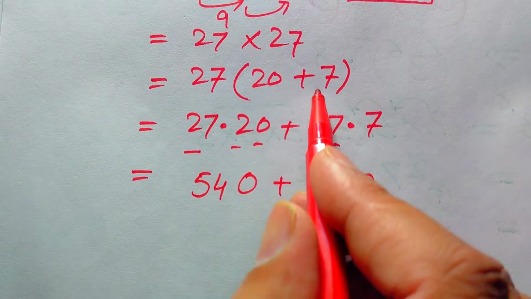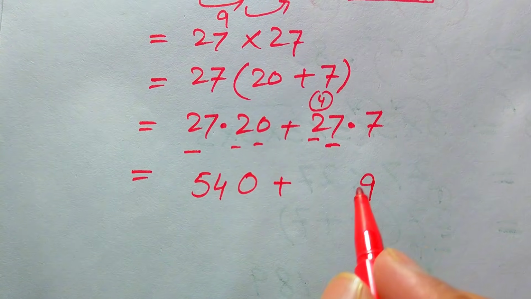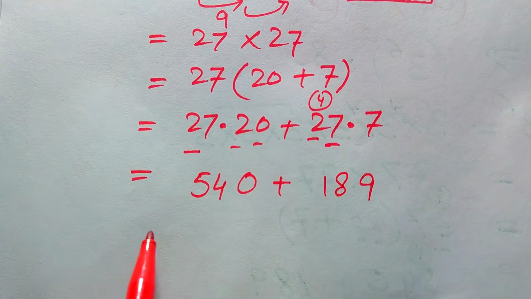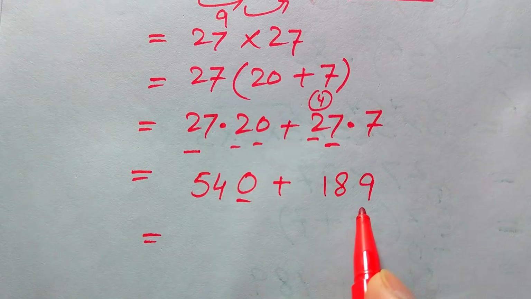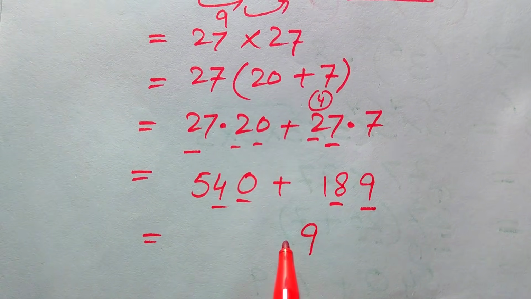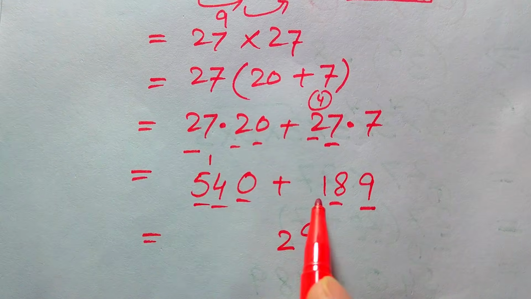We write 9 and carry 4. 7 twos are 14. 14 plus 4 becomes 18. So we get 189. Now we sum up both of these two values. 0 plus 9 becomes 9. 4 plus 8 becomes 12. We write 2 and carry 1. And 5 plus 1 is 6.